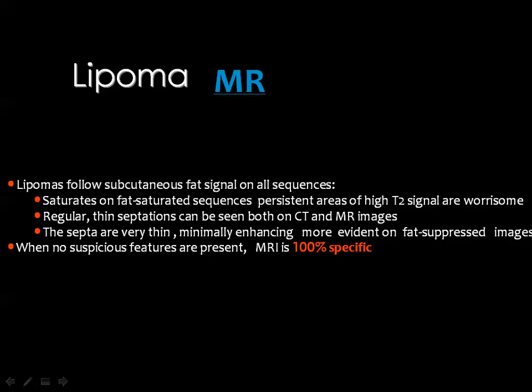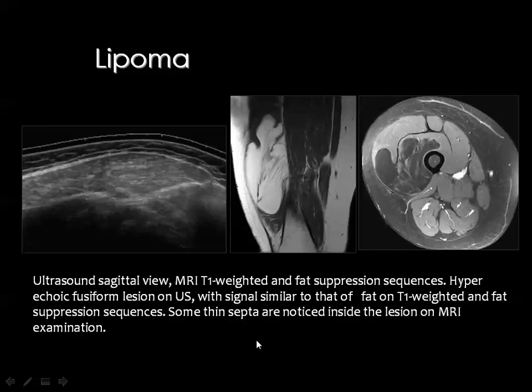Then in MRI, lipomas have a characteristic high signal in the T1 and also in the T2 weighted images, with suppression of the signal in the fat suppressed sequences. In this sequence, you can see the septations within the lipoma better. And when there are no suspicious features, like the presence of calcium or a significant soft tissue component, MRI is 100% specific for the diagnosis of lipoma.